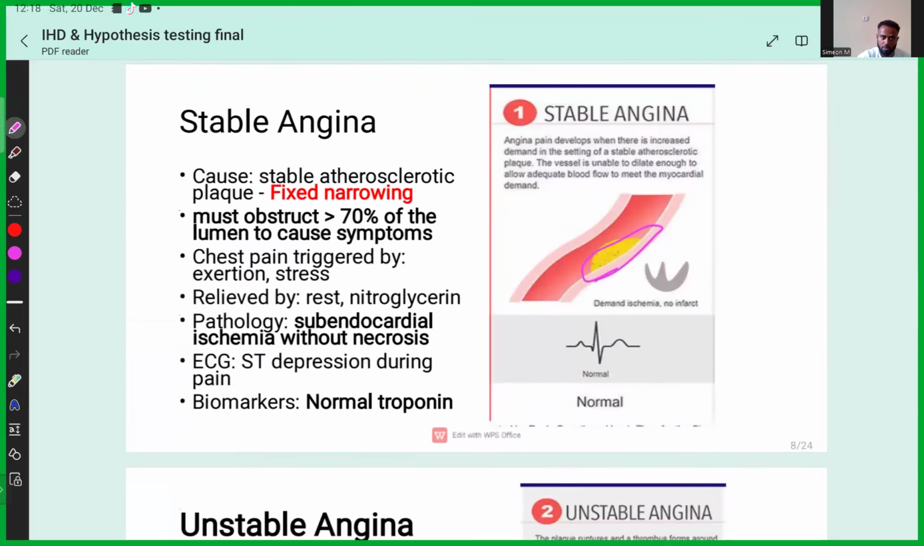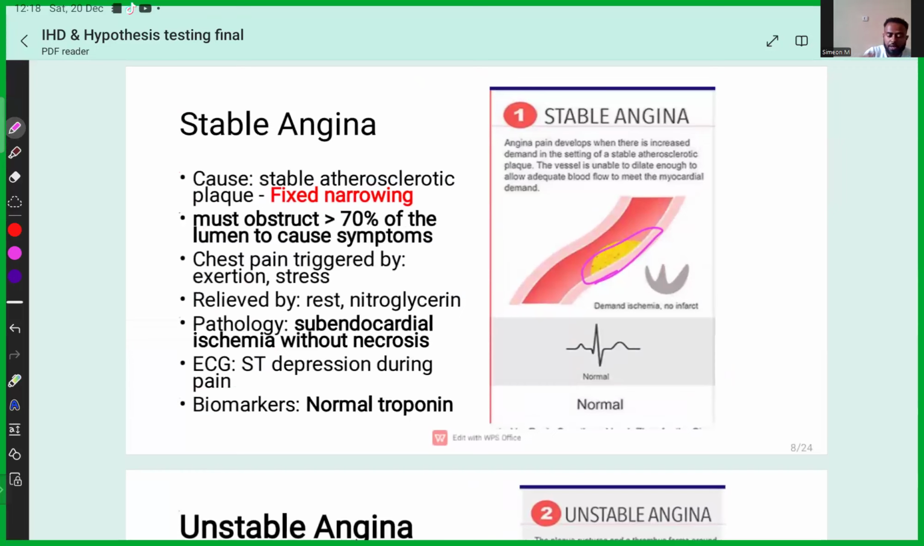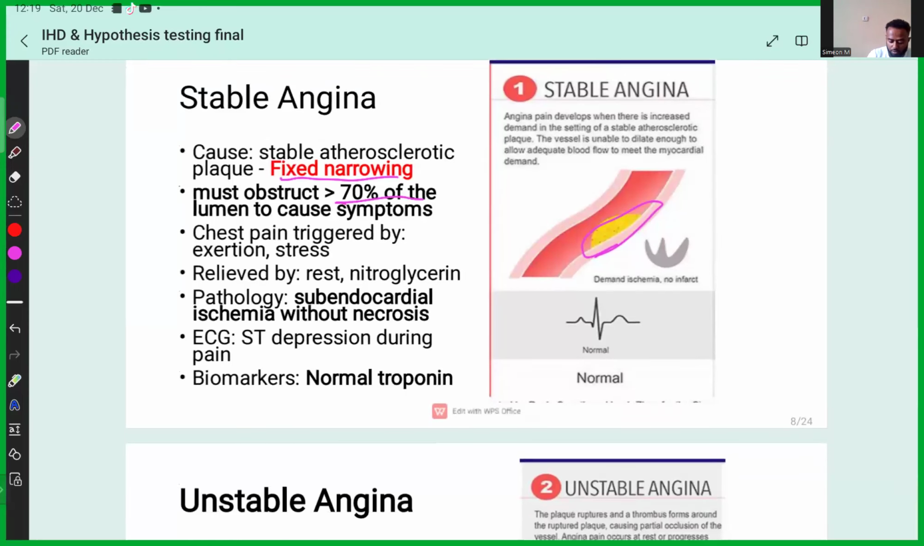So let's see the first one, stable angina. Stable angina is a predictable type of chest pain resulting from fixed narrowing of the coronary vessels, and at least around 70% of the lumen should be occluded to cause symptoms. The pain is triggered by exertion and relieved by rest or nitroglycerin, and the ECG is typically normal unless the patient is symptomatic during evaluation. The troponins are normal, and the ECG is normal.